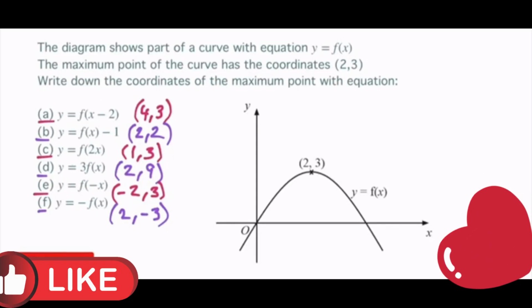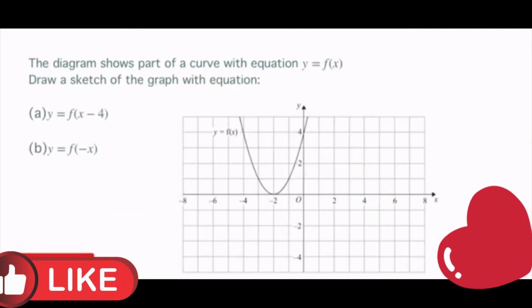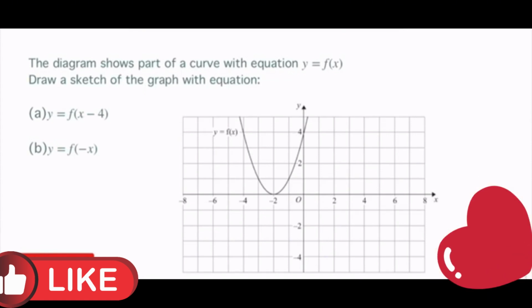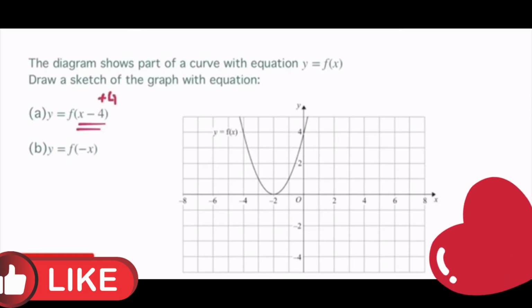Okay, so it says the diagram shows part of a curve with equation y equals f of x. Draw a sketch of the graph with these two equations. So I'm going to do 2 on one graph just to save a bit of time here. So part A says to draw y equals f of x minus 4. Now we know that x minus 4 here is going to add 4 to the x coordinates. So add 4 to x.